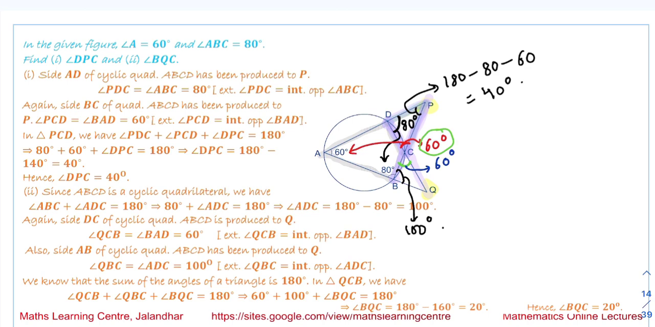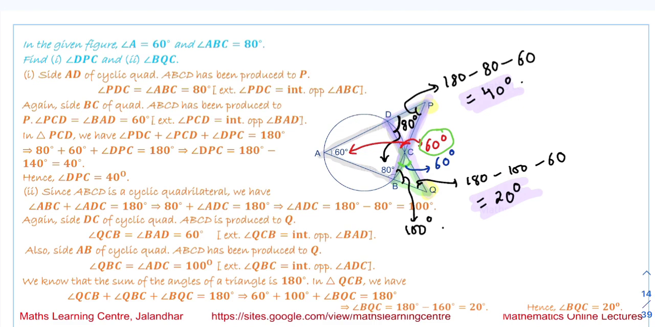Again, in the triangle CBQ, the measure of the angle Q will be 180 minus 100 minus 60, so that will be equal to 20 degrees. So these are the two angles: this is the 40 degree value and this is the 20 degree value. These are the two angles that we have to calculate in this question.